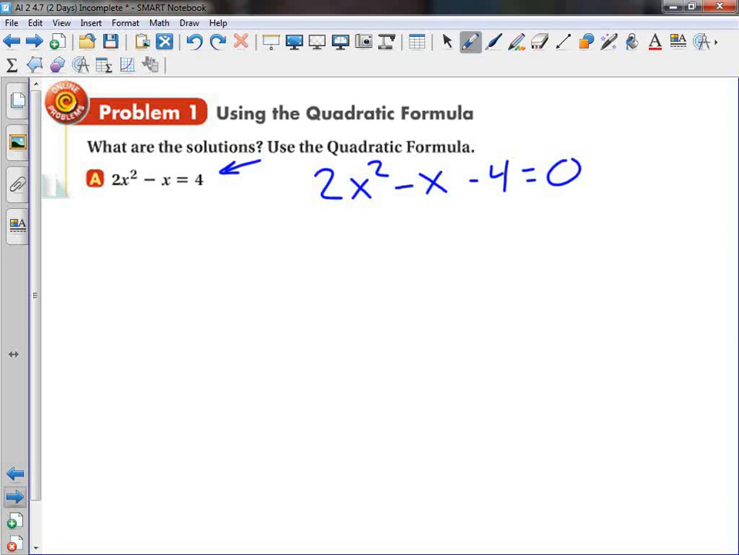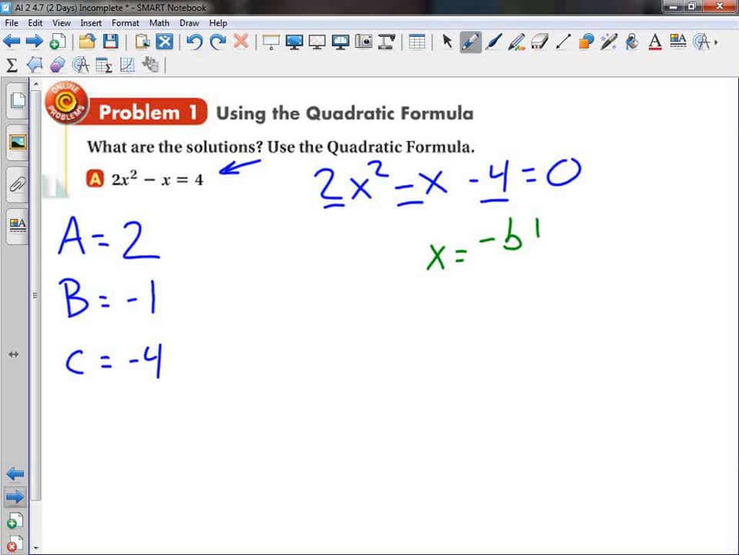And to use the quadratic formula, we need to do a few things. First off, let's write down what each part is. Our a is 2. Our b is -1. And our c is -4. Well, good. Now that we know what our a, b, and c are, we need to think about plugging that into the quadratic formula. And hopefully we haven't forgotten from the last slide, but it's x equals opposite of b plus or minus the square root of b squared minus 4ac all over 2a.